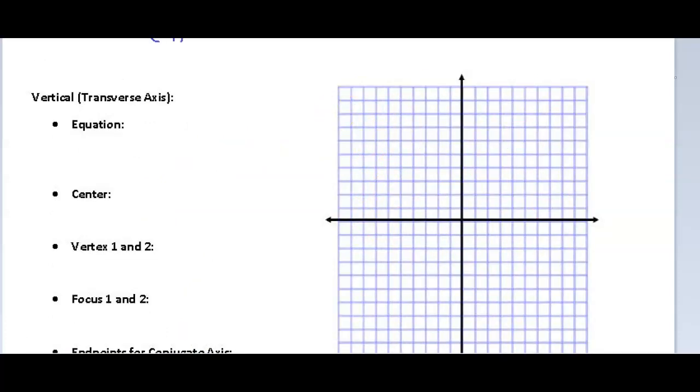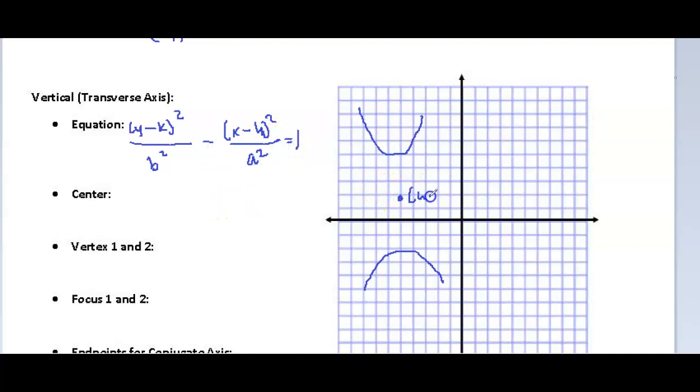If we have a vertical transverse axis, meaning a hyperbola that is going to be opening upward and downward, the equation is (y minus k) squared over b squared minus (x minus h) squared over a squared equals 1. Here, the center is still (h, k). Our first vertex has coordinates (h, k plus b), and our second vertex has coordinates (h, k minus b).